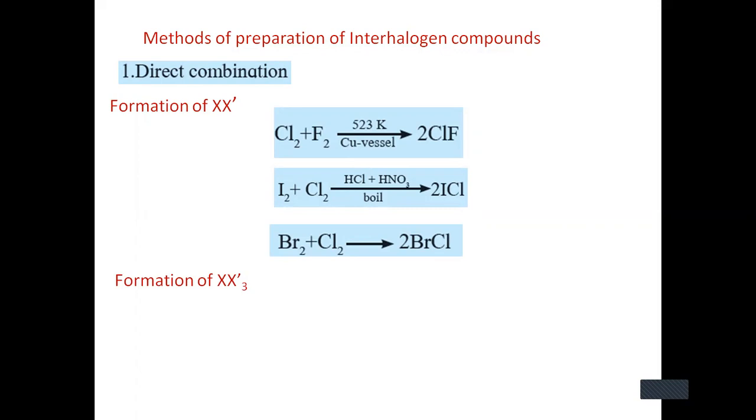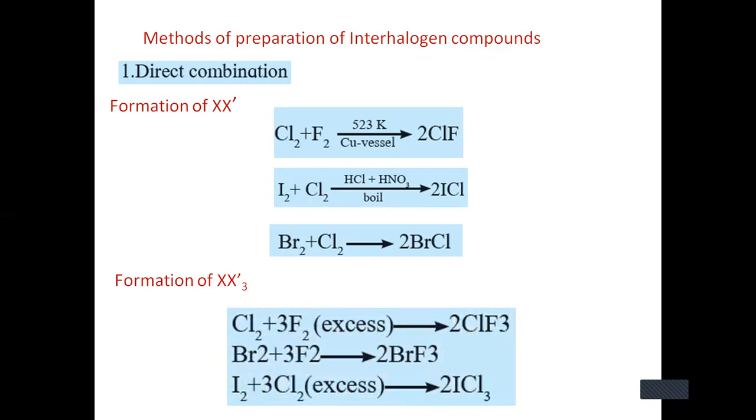Next, the formation of X3, or we can say XY3, both are the same. There are three examples shown here. Chlorine and fluorine, but fluorine is taken in excess. When we take fluorine in excess, it will form ClF3. Similarly, bromine and fluorine combined, with fluorine in excess, form BrF3. And iodine and chlorine, when chlorine is taken in excess, form ICl3.